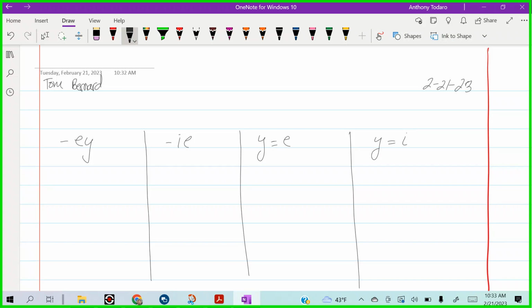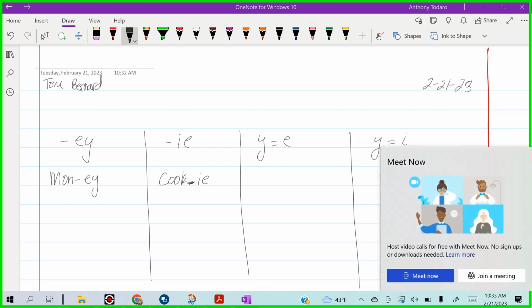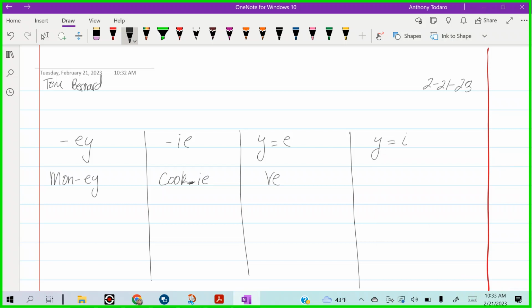All right, so for that first one, Gary, what one goes under EY? What was it? Money? Okay. How about IE? What was that one? Cookie? Okay. How about the Y equals E? What was that? Very. Very. E. And then Y equals I. July. Split. Lie. Right? July.